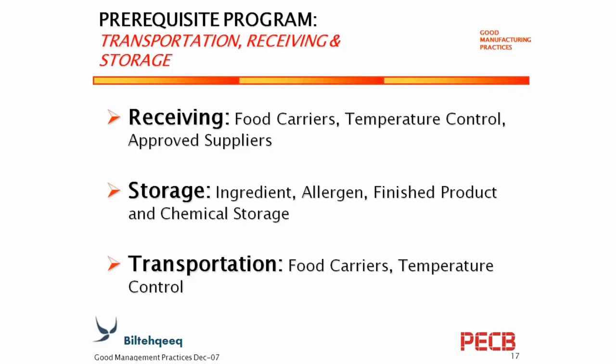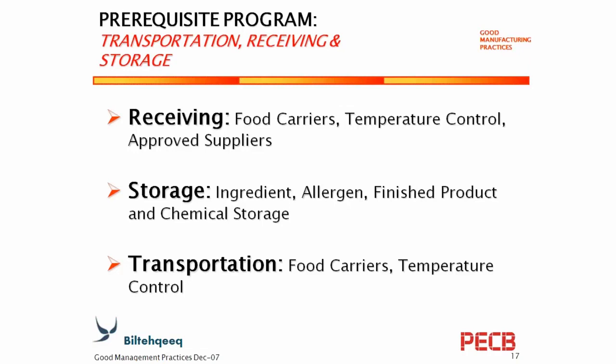Receiving is also very important, because if you are not taking care at the receiving, there may be some contaminated material which can come into your processing system, and it can damage your food quality. So the food carriers, temperature control, approved supplier, you have to control all these things. Maybe the food is good, but if during the transportation or receiving you are not taking care of the temperature, it can destroy the quality of the food. And the same is for the storage.